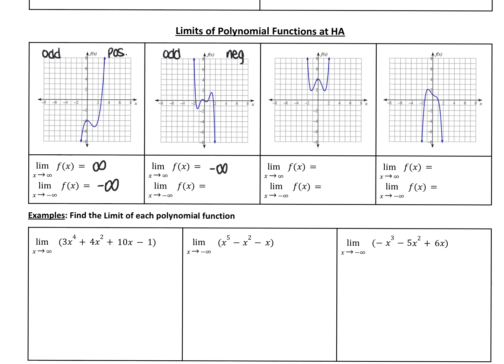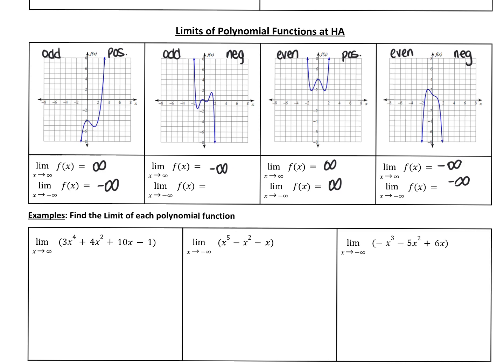The next one here is an even graph because they're going in the same direction and they're going up. So this one's an even positive graph. So since both ends are going up, as x goes to the left or right, end behavior goes up. So they're both going to infinity. Last one here is also even. They're going in the same direction, but it's negative this time. So this one's even negative. But whether x goes to the left or the right, they're both going down to negative infinity. So those would be my limits.